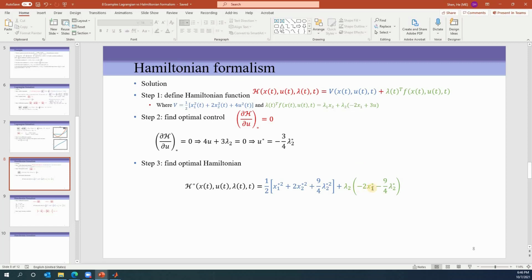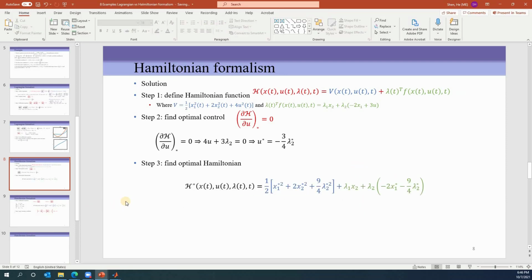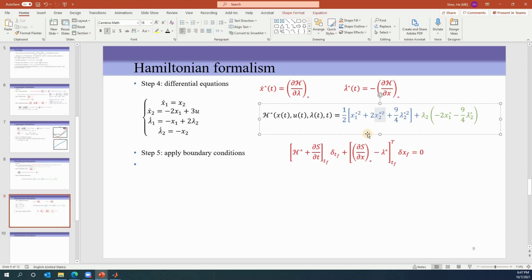Yeah, on top, where the lambda transpose f of x(t), u(t). Yeah, that one. Oh, I missed one term. I was wondering what's happening. We missed something. Thank you. This optimal Hamiltonian, just now we missed the first term. So this is optimal as well. The optimal Hamiltonian. Let me copy and put it over here.